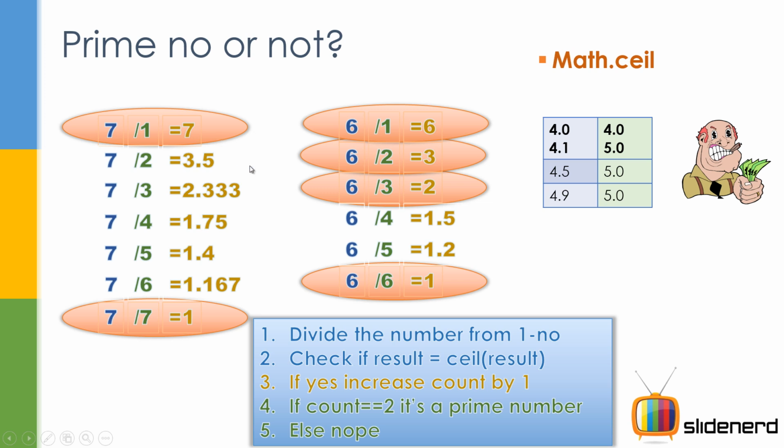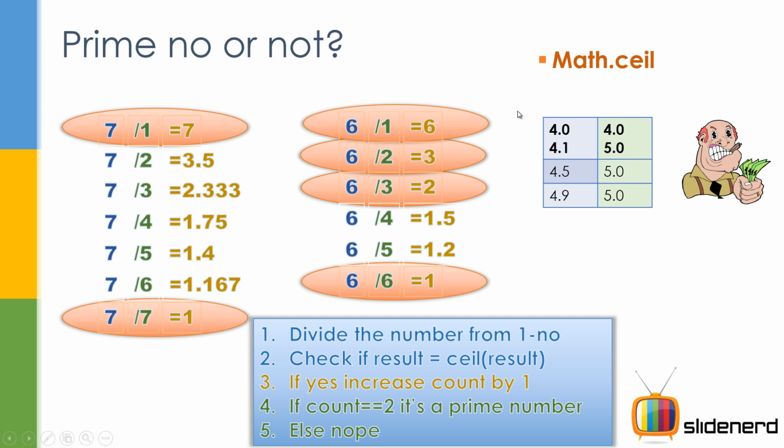Now 3.5 does not equal 4, fine. 2.33 does not equal 3, fine. At the end, when you come here, 1, which is your result, will be equal to 1, which is the ceil of your result. So you will say, okay, increase the count. So in short, here you will increase the count once, and here you will increase the count another time. So if the count is exactly 2, that means it's a prime number. Otherwise, no.